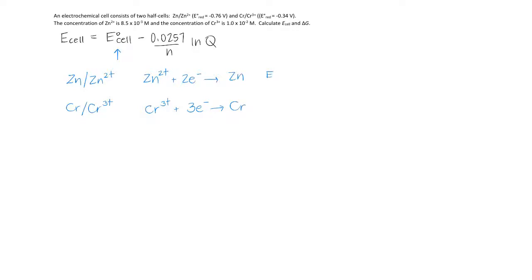And the problem gives us the standard reduction potential for each half. For zinc, negative 0.76 volts, and for chromium, negative 0.34 volts. Since chromium has the most positive reduction potential, it will stay at the cathode and undergo reduction, while the zinc half will flip and occur at the anode.